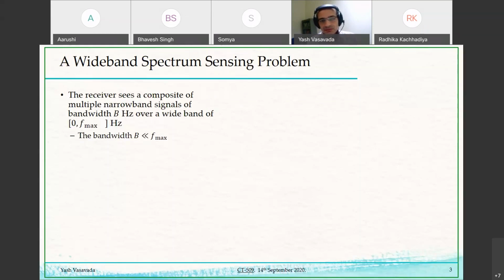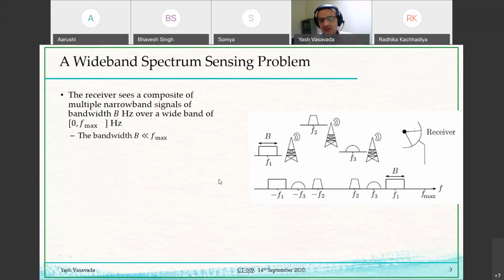The statement of the problem says that we have a certain receiver, and that receiver sees a composite of many small narrowband signals, and they all have a width of B hertz, but the overall range of frequencies that these narrowband signals occupy, which is denoted as f max, can be pretty large.